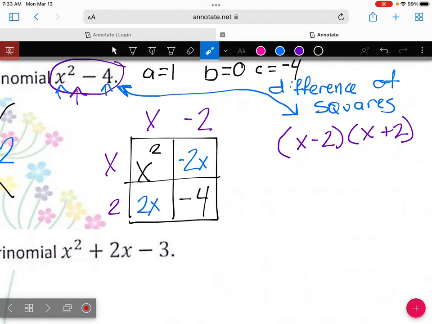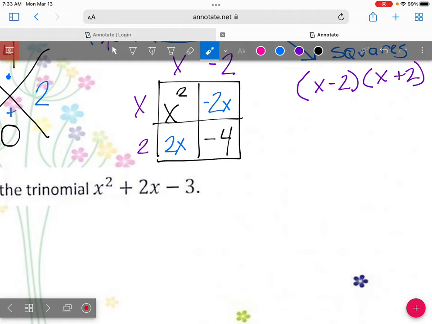I want you to try 4. Work through 4, and then we'll talk it through in a minute. So work through 4.